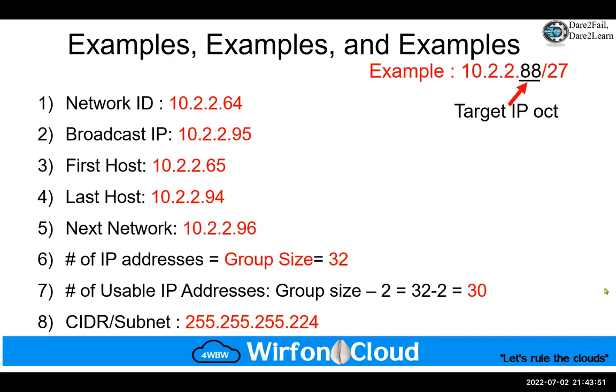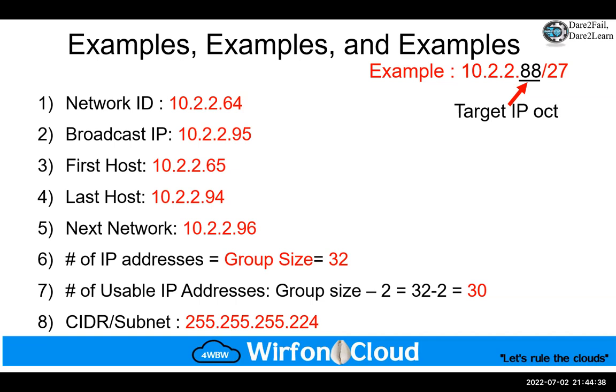Now we know our group size is 32, so we'll go in increments of our group size. So we'll go 0, 32, 64, 96. Okay, and we know our target IP octet is 88. So at 96, we've already gone past that target IP octet, so we can stop right there. And with that, we have our next network as 10.2.2.96. So we know that is where the next subnet starts.